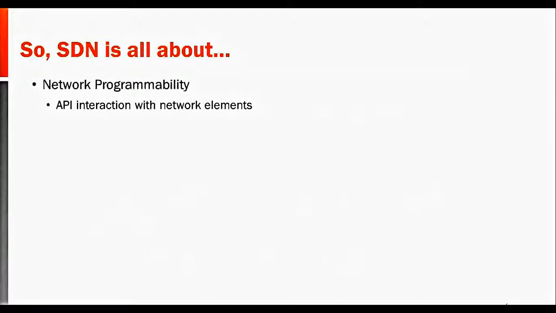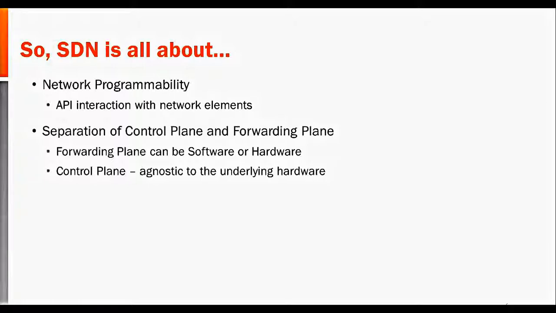So we see that software-defined networking is all about network programmability, and that is having a standard open set of APIs that allow you to interact between network elements. And I don't have the word open on the screen, but it's an important part of this. It's about a separation of the control plane and the forwarding plane, and this is important in allowing programmability of your network. So the forwarding plane can be hardware-based traditional routers or switches, or it can be software-based routing and switching. The control plane needs to be agnostic to the underlying networking device, not just networking hardware, but also networking software.